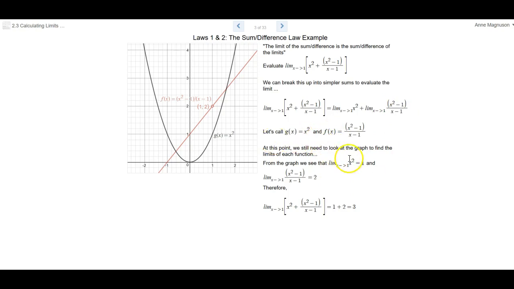I can find the limit of each function. I still need to use a graph to do that at this point. So here's g of x equals x squared. And the limit as x approaches 1, if I follow along the graph as x approaches 1 from both sides, right and left, I see that the limit is 1. And then my other function, this rational function, the limit as x approaches 1, I have a hole at x equals 1, but that's okay. The limit is still 2. So therefore, I can just add these individual limits, and my answer is 3.